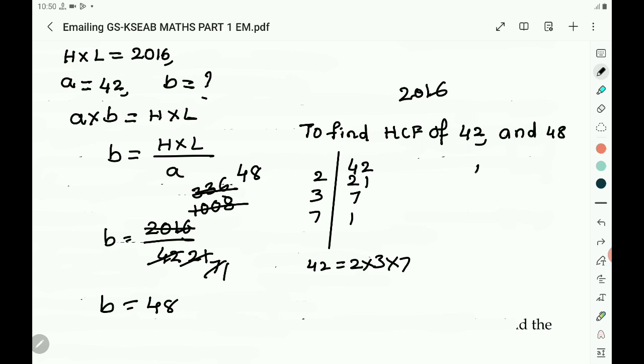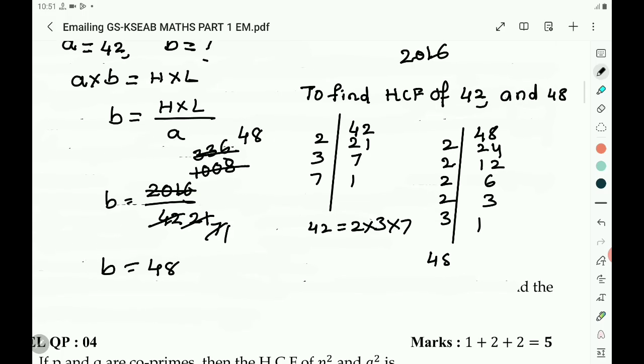Then you take 48. It is in the table 2. 2 2s are, 2 4s are. Again it is divisible by 2. 2 1s are, 2 2s are. Again it is divisible by 2. 2 6s are, 2 3s are, 3 1s are. You got that 48 is equal to 2 into 2 into 2 into 2, that is 2 power 4, into 3.